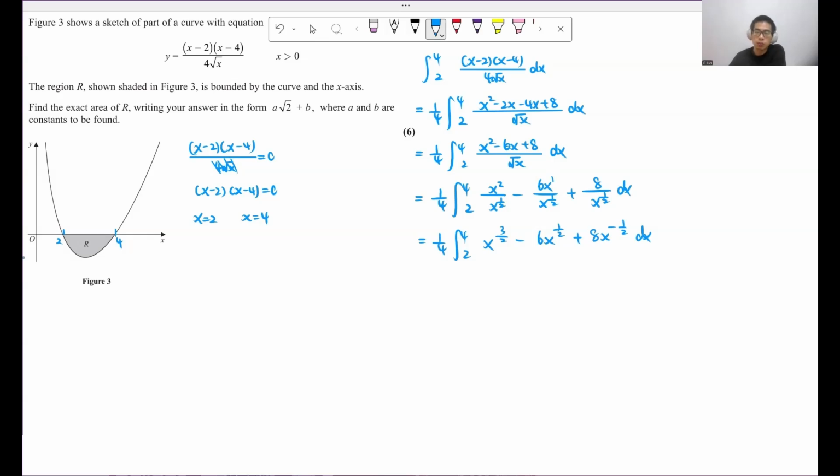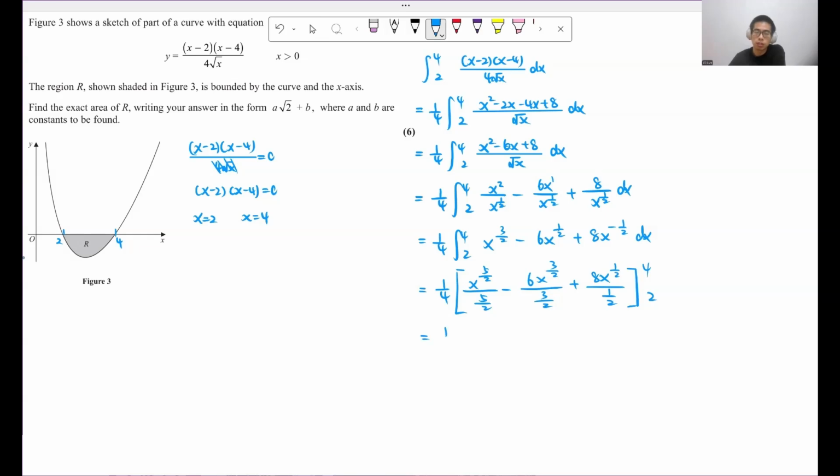So now we've simplified it, we just have to integrate it. x power 3 over 2, if we integrate, just add 1 to the power, 5 over 2, divided by the power 5 over 2. For the next one, add 1 to the power 3 over 2, divided by the new power 3 over 2. And the last one, add 1 to the power, that would be 1/2, divided by the new power 1/2. The limits will be 4 and 2.